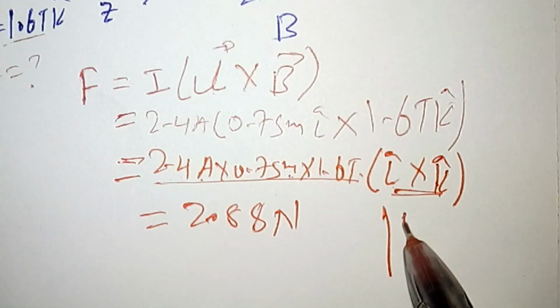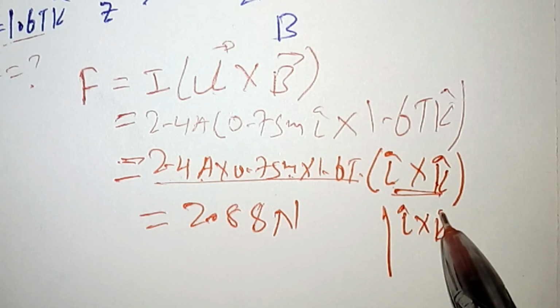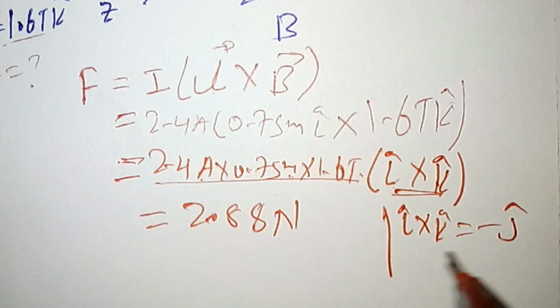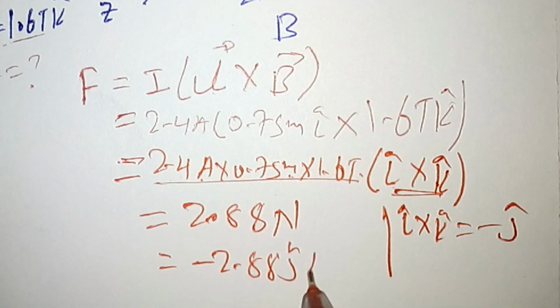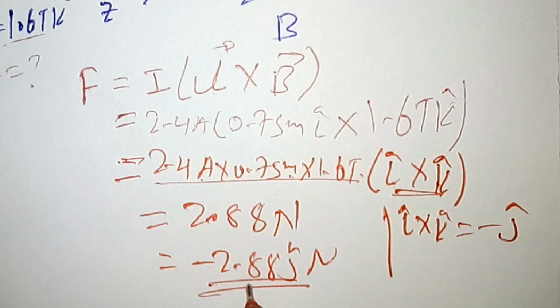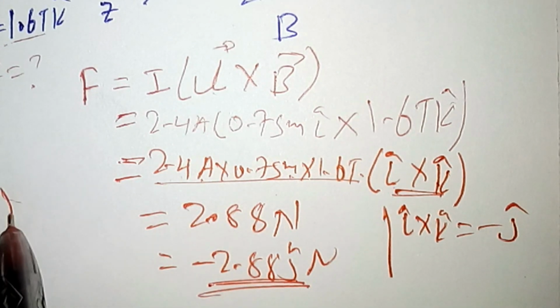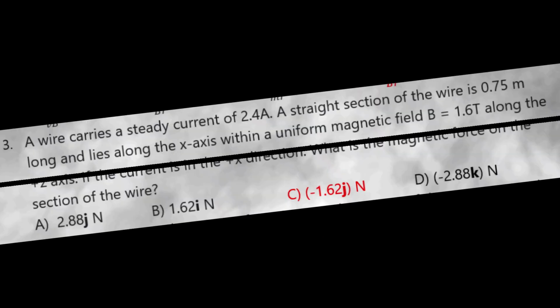From the vector analysis, we know that I cross K equals minus J. So this is equal to minus 2.88 J Newton. So the force is along the negative y-axis. So the correct answer is alternative C.